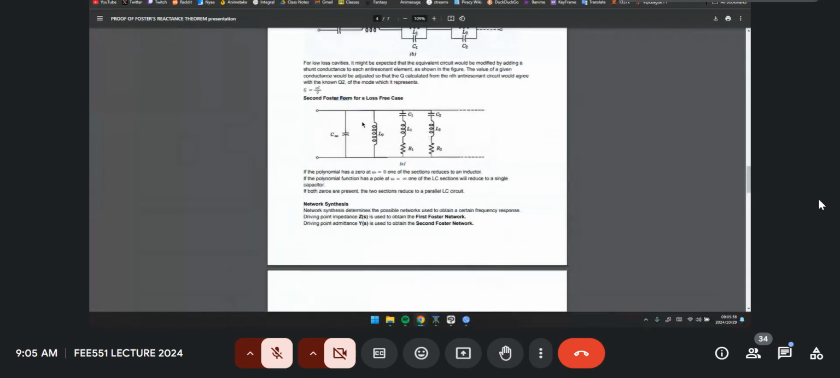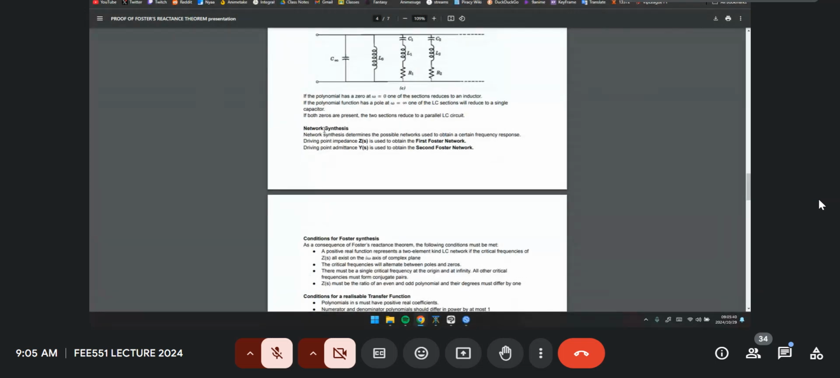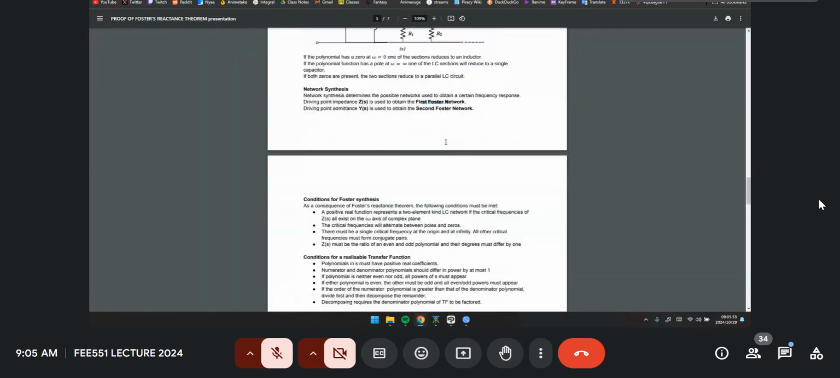Okay, for my example, we'll look at network synthesis. Network synthesis determines the possible networks used to obtain a certain frequency response. Driving port impedance is used to obtain the first Foster network. The driving port admittance is used to obtain the second Foster network.